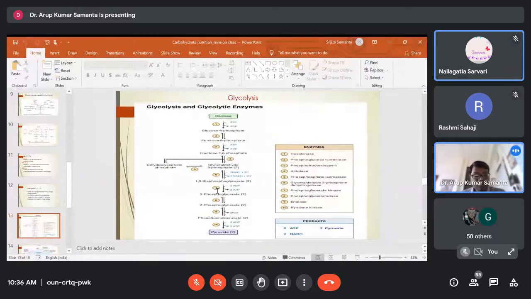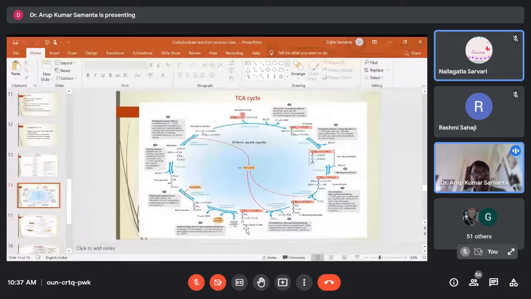I'm not going to tell it in detail. Simply you have to remember glucose, if it is oxidized in the cell by the glycolysis process, what will happen? Glucose will be converted to 2 molecules of pyruvic acid. Then again, it will enter the TCA cycle. Then in the TCA cycle, what will happen? That 1 molecule of pyruvic acid will produce 15 molecules of ATP.